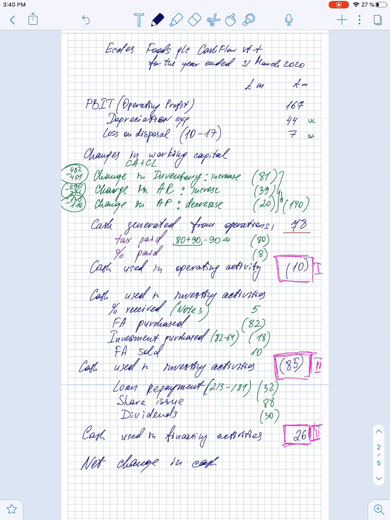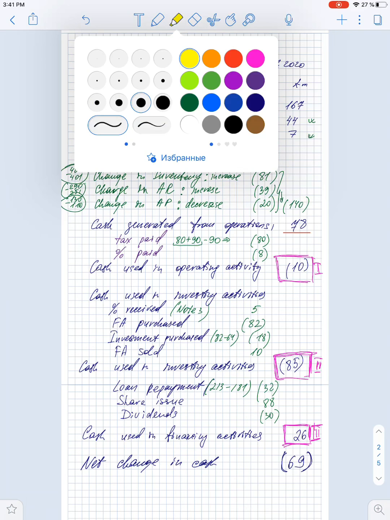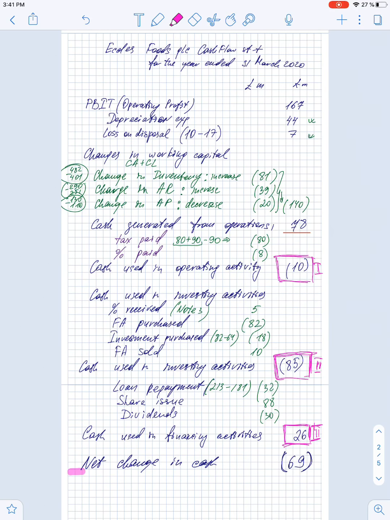Net change in cash equals less 10 with minus, 85 with minus, and 26 with a plus sign. The net decrease in cash would be 69. Cash decreased by 69 for the respective period. So let's underline it with the red, pink. This is the cash flow compiled.